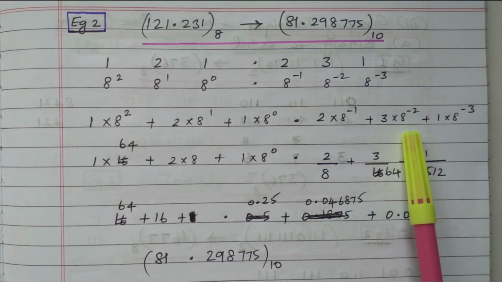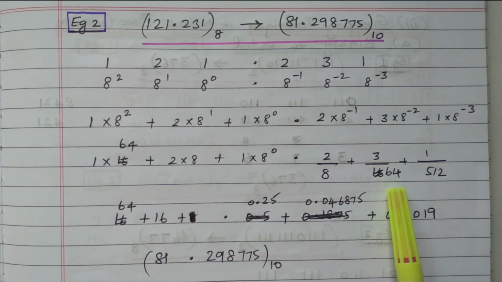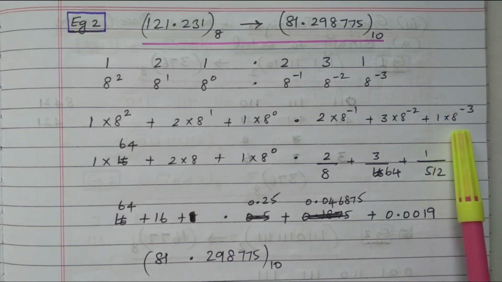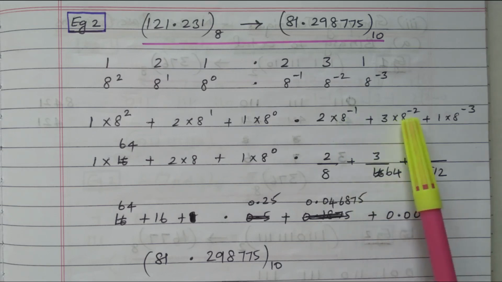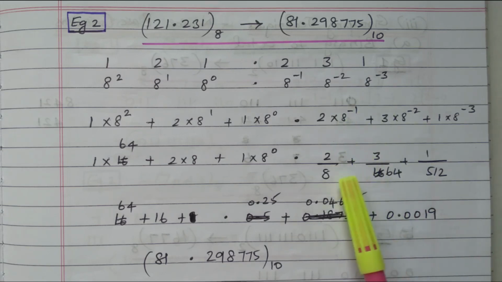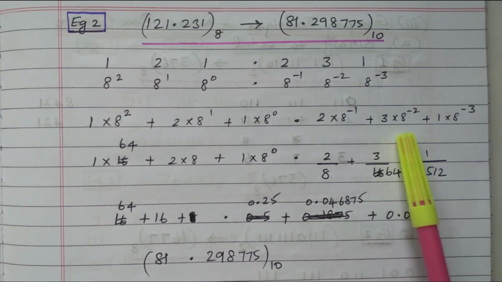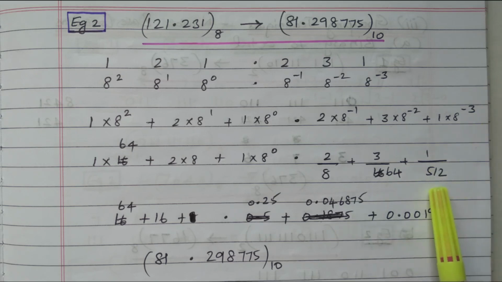8 power minus 2 is nothing but 1 divided by 8 power 2. 8 square is 64. Similarly, 1 into 8 power minus 3 is nothing but 1 divided by 8 power 3. While going to the denominator, it becomes plus. 8 power 3 is nothing but 512. Right? So all these values, while going to the denominator, become positive. 8 power 1 is 8, 8 power 2 is 64, 8 power 3 is 512.